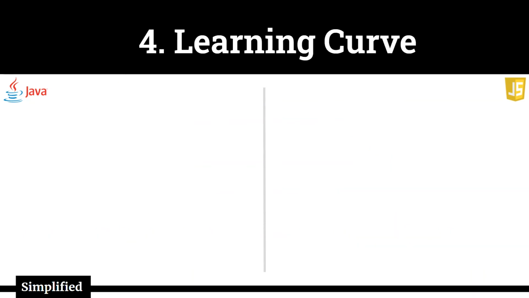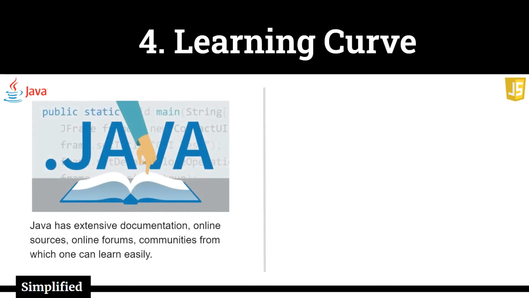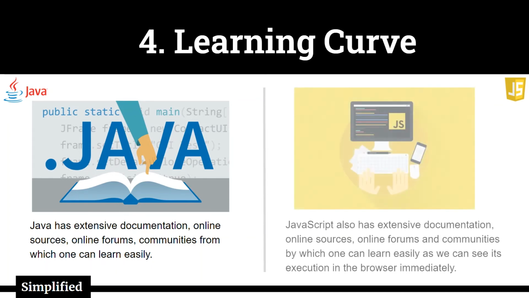Fourth, learning curve. Java has extensive documentation, online sources, online forums, and communities from which one can learn easily. If you want to build applications and programming, you can learn Java. Whereas JavaScript also has extensive documentation, online sources, online forums and communities by which one can learn easily, as we can see its execution in the browser immediately. If we want to make websites or web applications, we can learn JavaScript.